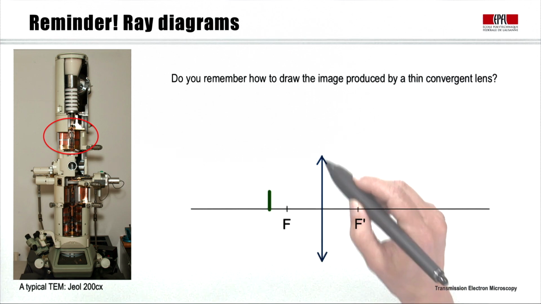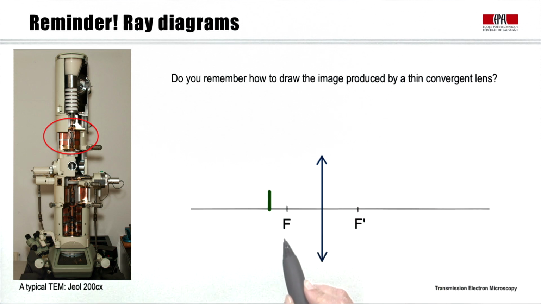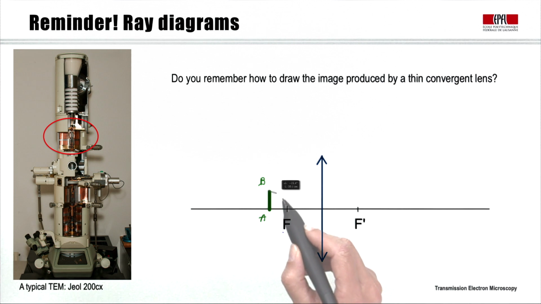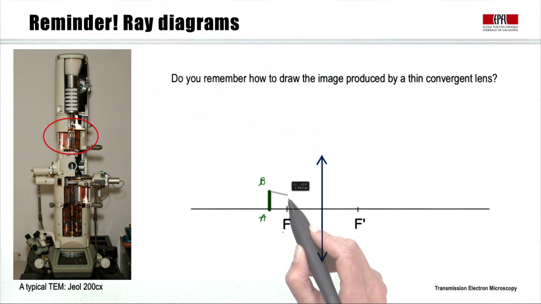You have your lens, the focal points of the lens, f and f prime, and I want to obtain the image of this object called AB by the lens. It's a very simple rule that you will have to use all the time, and we will use it a lot when we interpret images and diffraction patterns in a microscope.